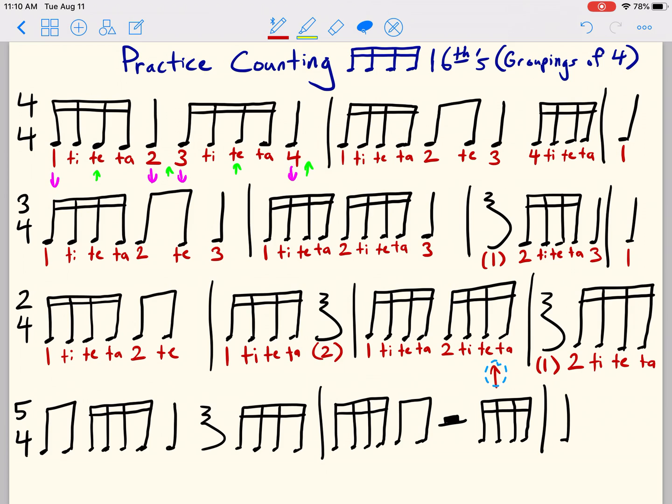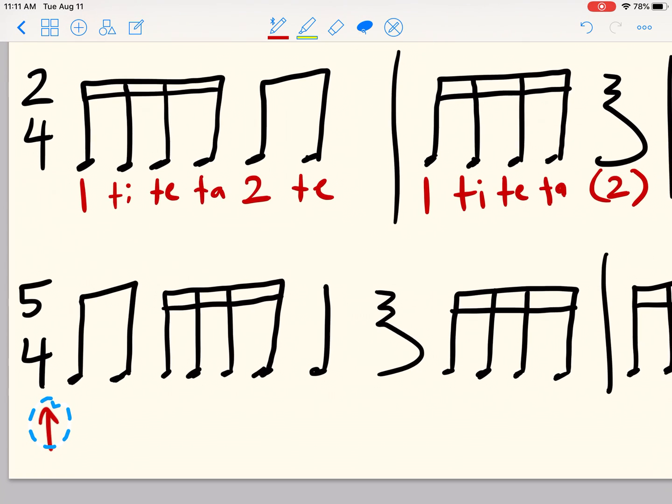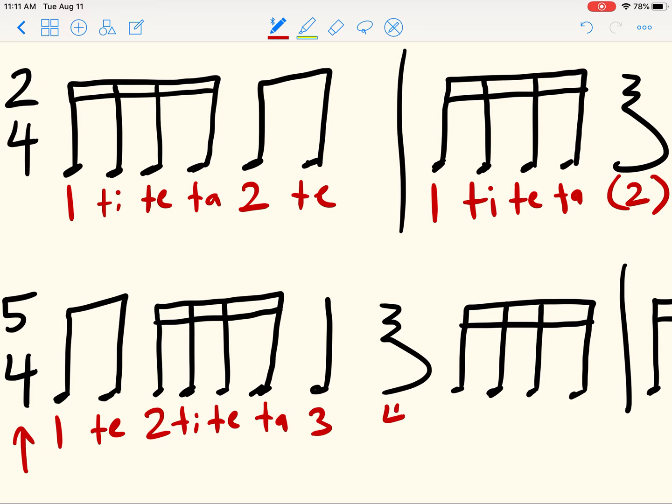All right. Moving on, we're going to get some practice in an odd time signature, 5/4. So I'm going to add the downbeat here. Let's write in the counts. 8th notes in the first beat, 1, te. 16ths in the second, 2, T, te, ta. Quarter note in the third beat, 3. Quarter rest in the fourth beat, 4 in parentheses. 16th notes in the fifth beat, 5, T, te, ta, and then 1 for our downbeat.